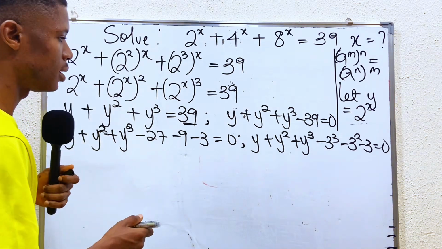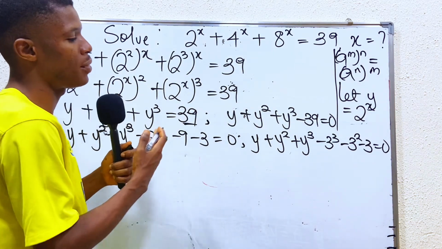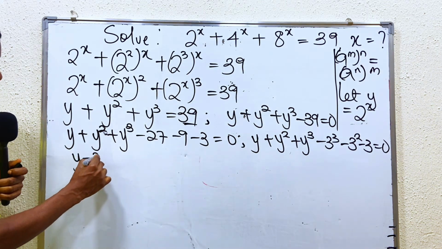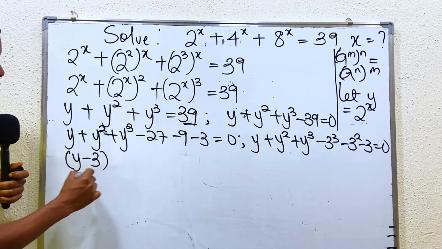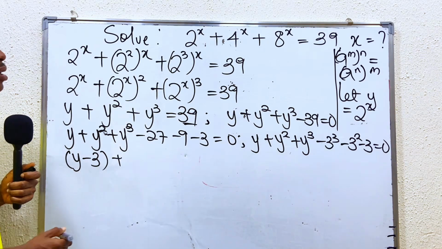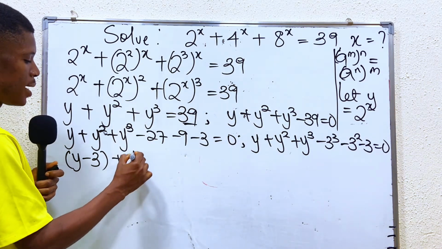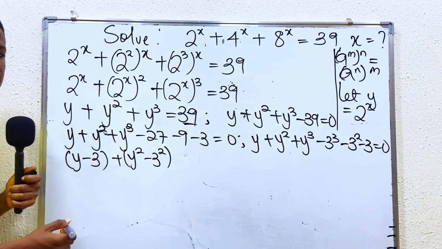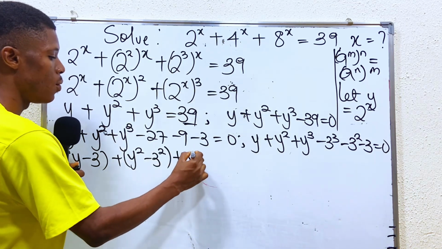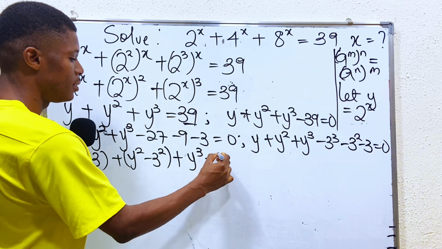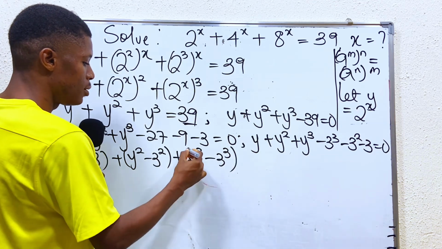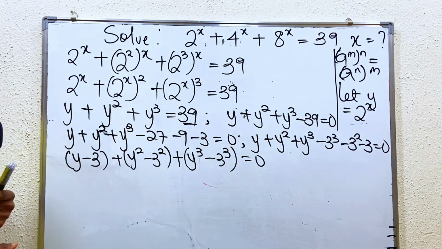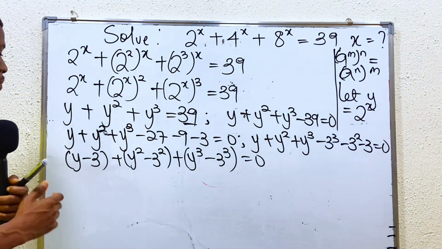So on getting to this, what do you observe? We will now pair those ones that are common. So we have it as y minus 3 to be the first one. I'll pair it plus, I'll go to the next one, y squared minus 3 squared. I will pair it to be my second one, plus y cubed minus 3 cubed. I'll pair it to be my third one, and that's still 0. Nothing changed.